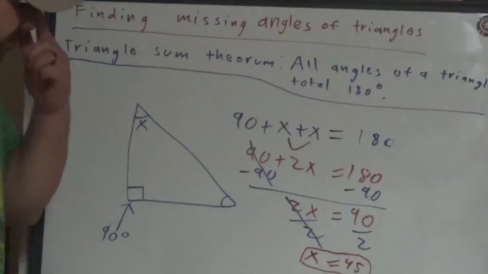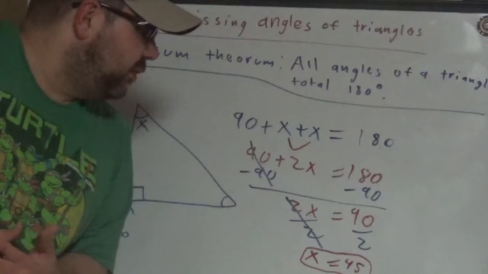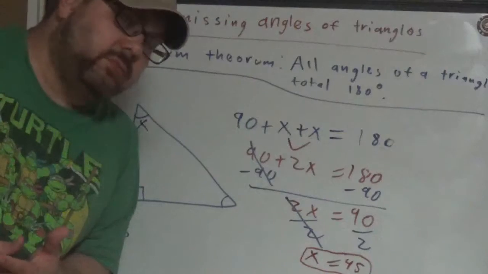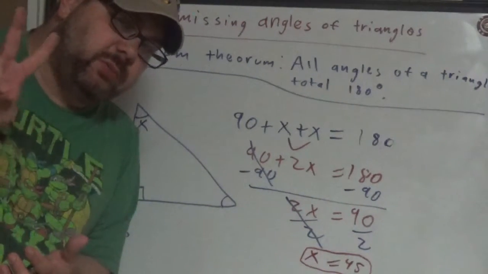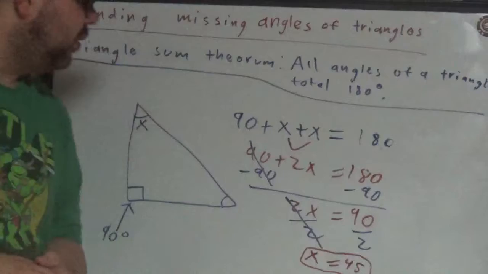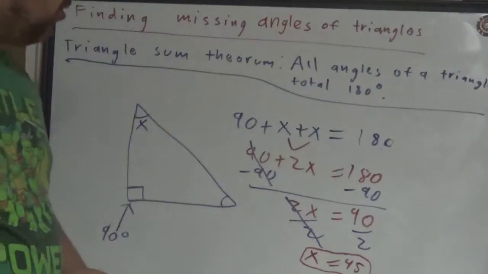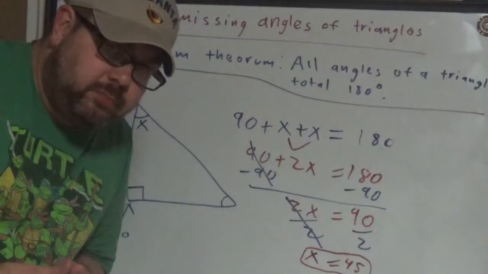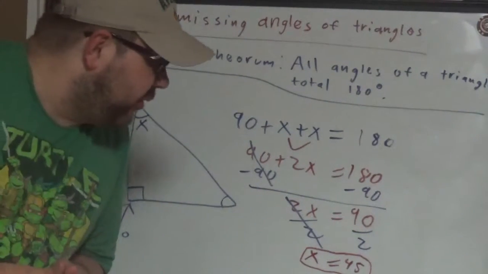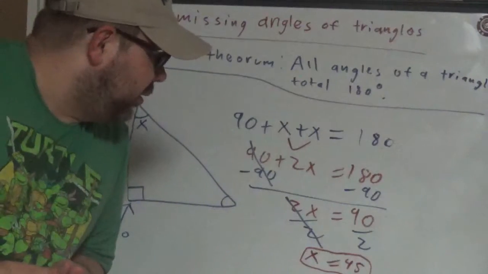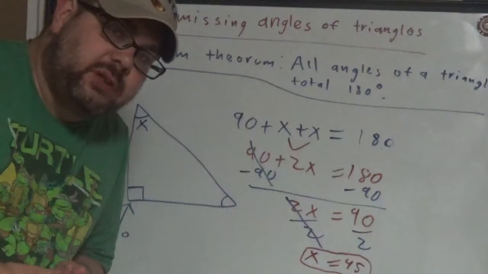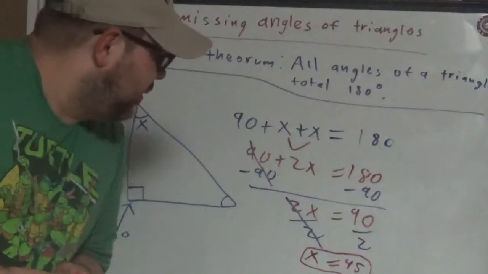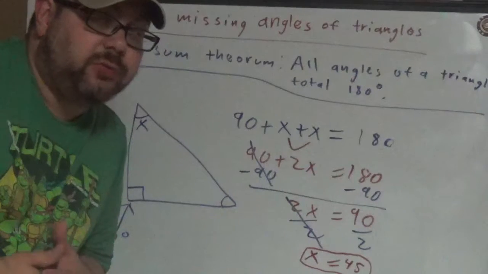And when we're trying to find a missing angle of a triangle, two things to remember. Triangle sum theorem: the three angles of any triangle added together equal 180 degrees. And the second thing to remember is how to solve equations, because that's all you're doing is solving equations.